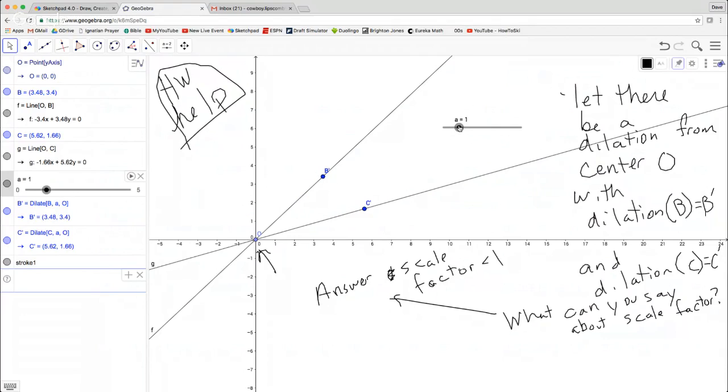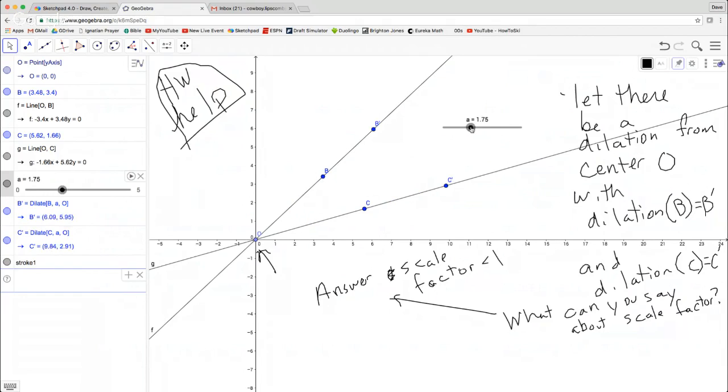Now, if my scale factor gets bigger, then my B prime and my C prime actually get further away, longer from each other and longer from the center. So this is how you can use it, and notice if we have our 0.5, the O to the B prime is on the same ray as O to B. It's on the same line, and it's exactly half the size.